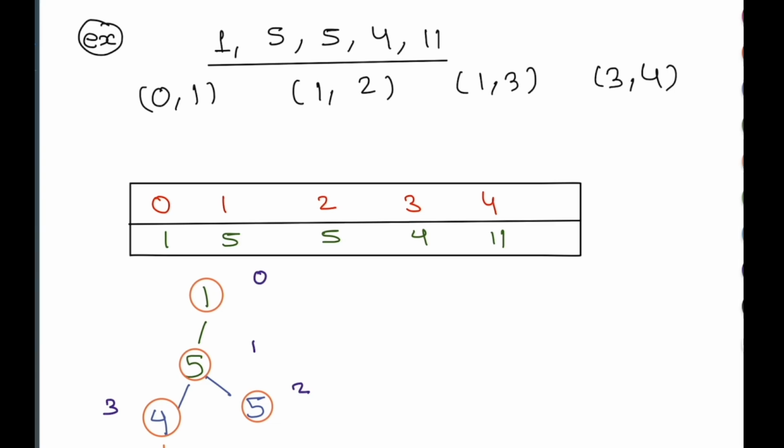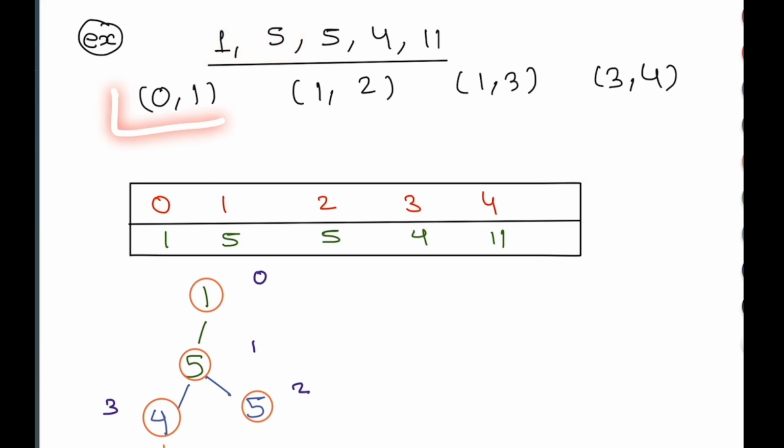Let us say your nodes are 1, 5, 5, 4, 11. This is your integer array nums. So we have 5 elements or 5 nodes, and the nodes have indexes 0, 1, 2, 3, 4. These edges are actually given as indexes. It means that if it is 0, 1, the node at index 0 and the node at index 1 are connected with each other with an edge. That is, 1 and 5 are connected with each other with an edge.